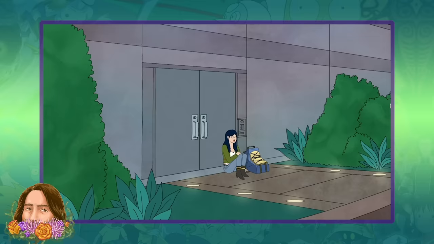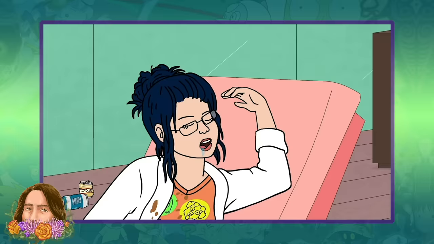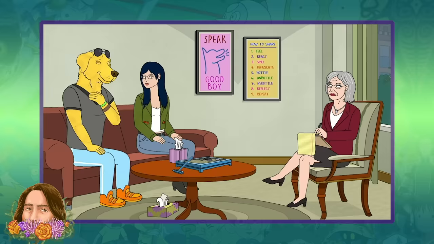Diane eventually reveals to Mr. Peanutbutter that she left Cordovia quickly after arriving and had been crashing at BoJack's for months. Because of this, the pair of them participate in couples counseling with a therapist. Mr. Peanutbutter and Diane regularly check in about where they are to reform that trust.